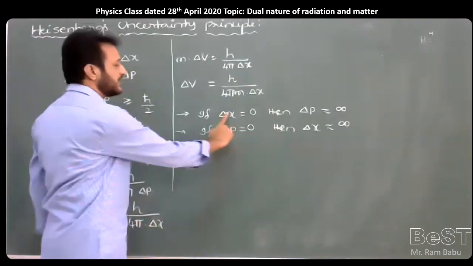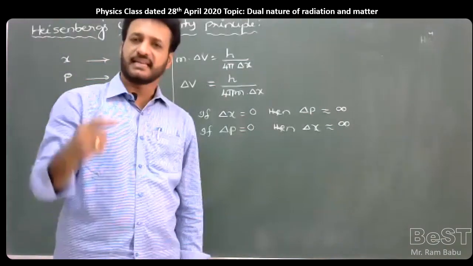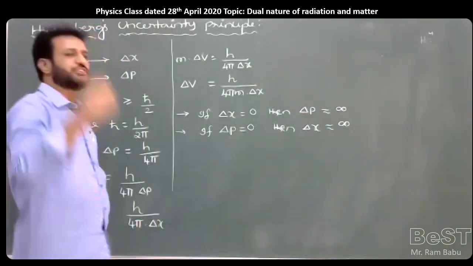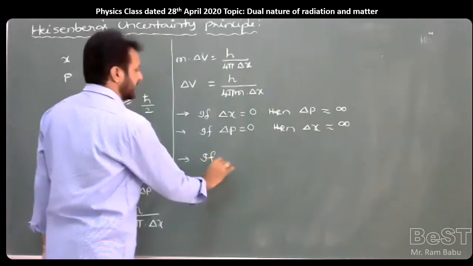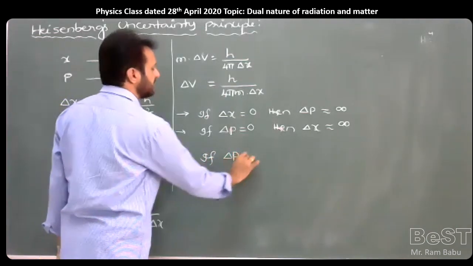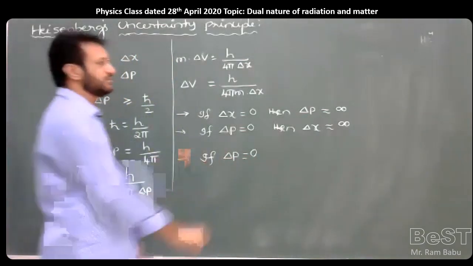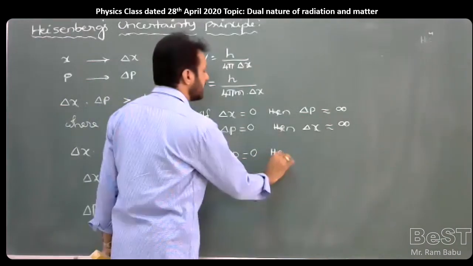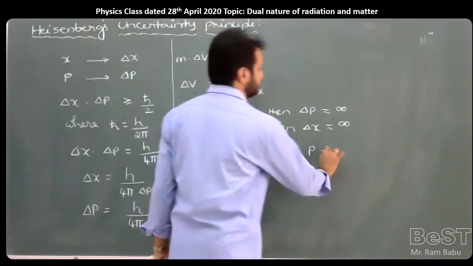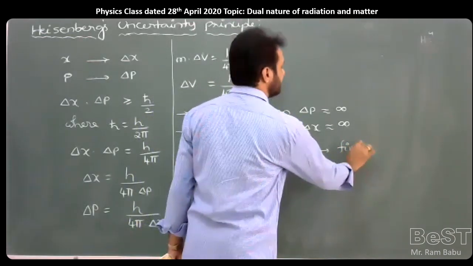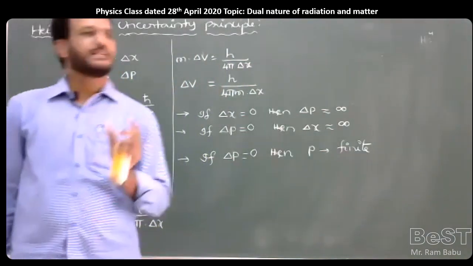For example, if delta x is increasing, then the delta p value should decrease. If delta x is decreasing, then the delta p value should increase. For example, if I calculated the momentum of the particle accurately, delta p is equal to 0, meaning there will be no error in the momentum of the particle. Then p has a finite value. I calculated the momentum of the particle exactly, with a finite value.